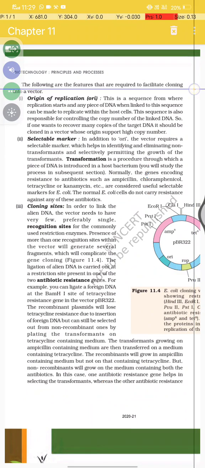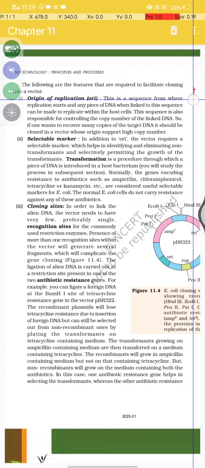Now starts. The following are the features that are required to facilitate cloning into a vector. Origin of replication, ORI. Origin of replication को short form में ORI कहते हैं. This is a sequence from where replication starts, and any piece of DNA when linked to this sequence can be made to replicate within the host cell. The sequence is also responsible for controlling the copy number of the linked DNA. So if one wants to recover many copies of the target DNA, it should be cloned in a vector whose origin supports high copy number.